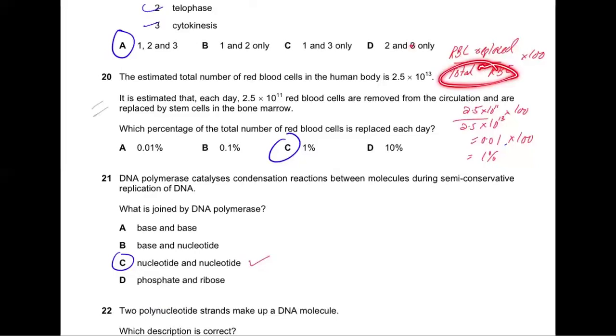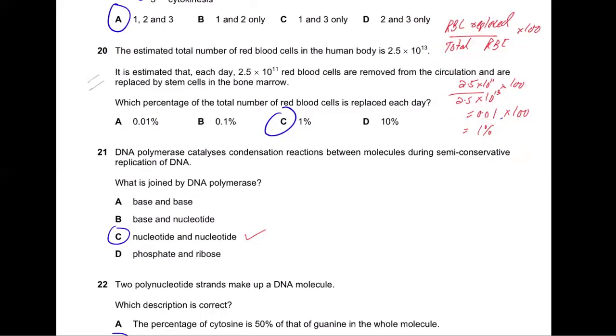Total will be our denominator. RBC replaced will be our numerator. We'll multiply it by 100. You perform this simple calculation, you get the answer 0.01. Multiply by 100 and you get 1%.